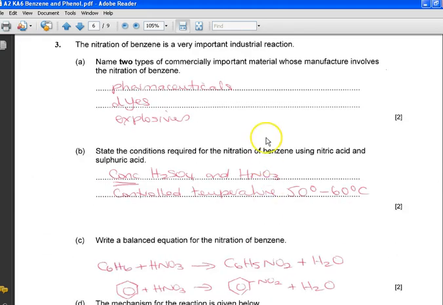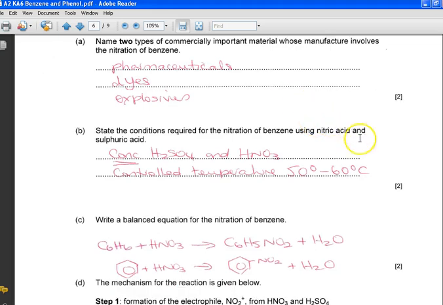Okay, I talked a little bit about the importance of benzene in terms of making drugs. So most of you should have been able to at least put down drugs or pharmaceuticals here, and some of you did get other uses as well. I admit I haven't specifically gone through the uses of the reactions of benzene, but that's the kind of thing that I would expect you to pick up when you're reading around the subject, really.